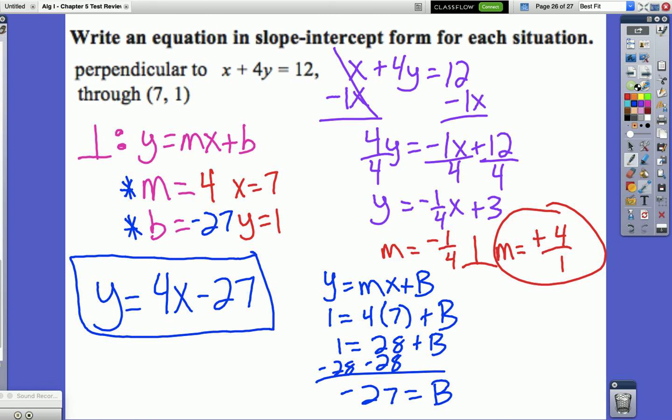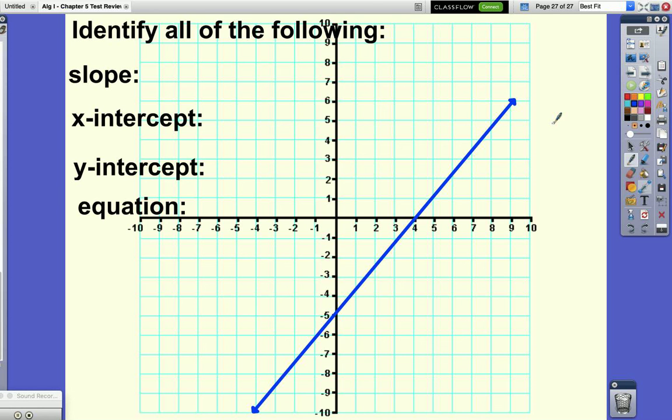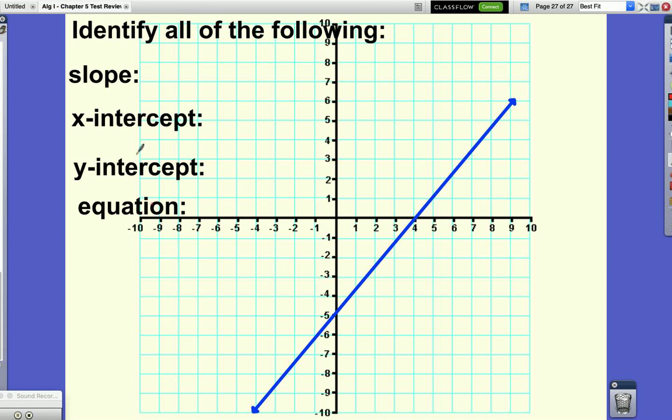Okay, last problem. This problem puts everything together from the whole review. So I'm going to give you a graph, and I'm going to ask you 4 questions from the graph. I'm going to ask you to find the slope, to find the x-intercept, to find the y-intercept, and then to write the equation. So to find the slope, anytime you have a graph, we're going to use rise over run. So for this one, I just like to use these points that you can see. So those are 2 points.